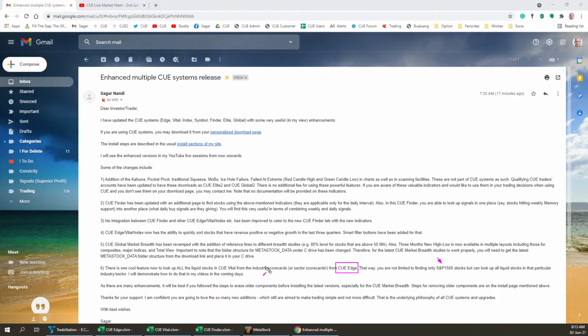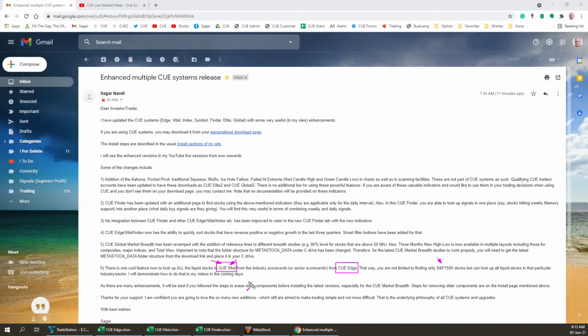The way is to create a list of liquid stocks. That list was already there in QVital. I have refreshed the list as of yesterday, and you may always create your own list. The liquid stocks, mid price and high price, I eliminated the low price stocks. Those are very speculative and risky instruments.